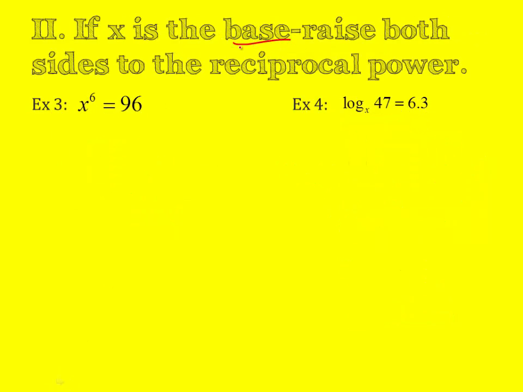Well, if x is in the base, then you're going to raise both sides to the reciprocal power. Okay? Raise it to the reciprocal power. So here on number 3, x to the 6th equals 96. I need to raise both sides of my equation to the 1/6 power, the reciprocal of 6. Why do we do that? Well, remember when you raise a power to a power, we multiply the powers. So I end up with 6 over 6, which is 1. And now I have 96 to the 1/6 power.